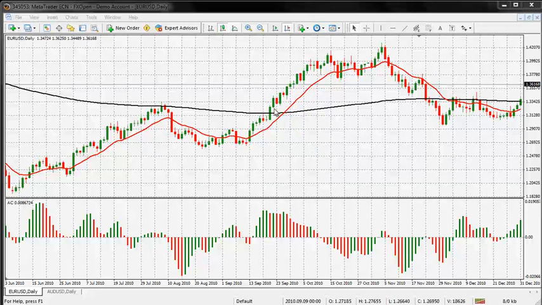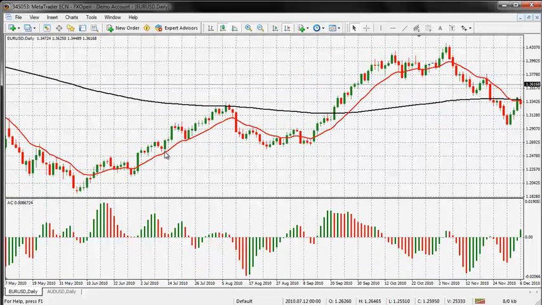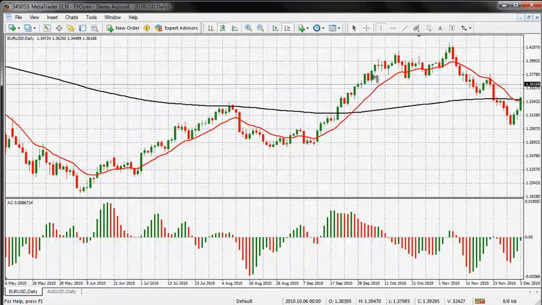So I'm looking for where they cross over, plus I want to know if it actually hits a green or a red bar down here as well. Now in this particular instance, it hits a green bar. It hits this one right here. That's interesting because the market did go back up.